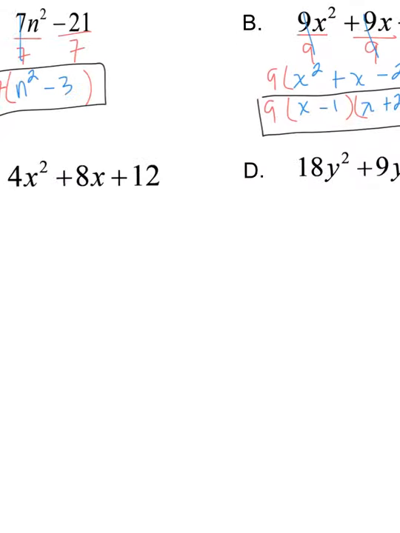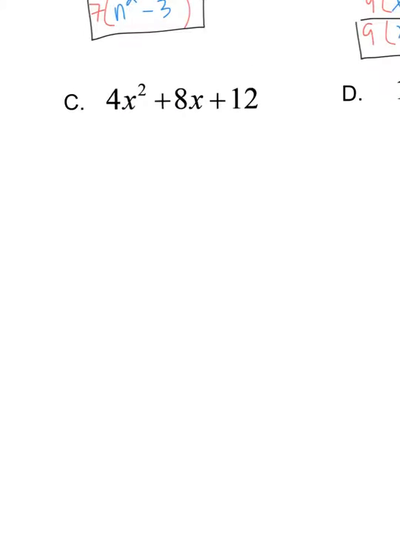So then let's look at C. So for C, you have a GCF of 4 for all of these, and they don't all have a variable, so I can't take an x out. So I'm going to divide this by 4 and take a 4 out in front. The 4's here cancel, and you get an x squared. 8 divided by 4 is positive 2, bring down the x, and 12 divided by 4 is a positive 3.